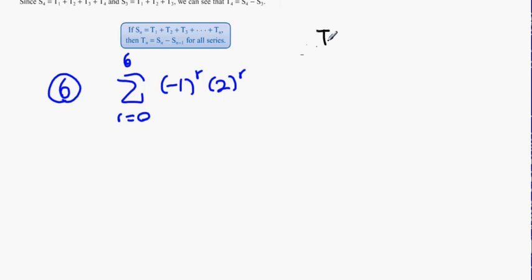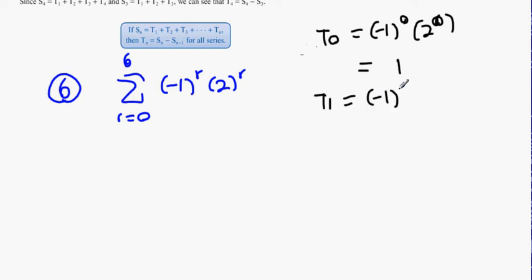t1 is, or t0. Now t0 is going to be minus 1 to the power of 0, times 2 to the power of 0, and what we're going to get is both of them are going to be 1. So it's just going to start off at 1. t1 is going to be minus 1 to the power of 1, and then you're going to have 2 to the power of 1. And what we're going to get here is minus 2.